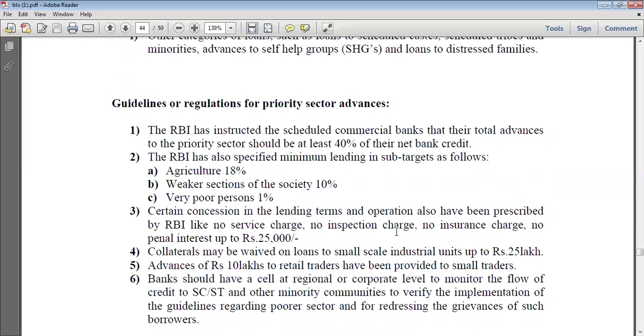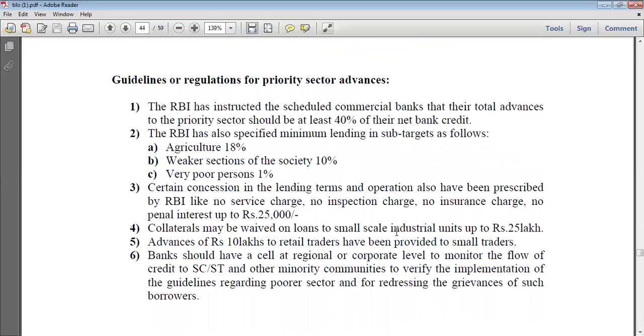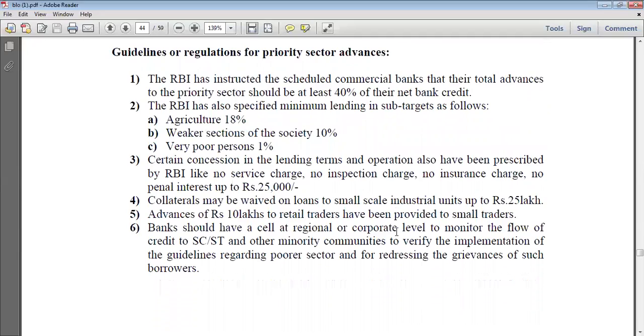The first thing, the RBI has instructed the scheduled commercial banks that their total advances to the priority sector should be at least 40% of their net bank credit. Out of the whole 100%, at least 40% has to be credited to these sectors. The RBI has also specified minimum lending sub-targets: agriculture is 18%, weaker sections 10%, very poor persons 1%. These are the major guidelines.